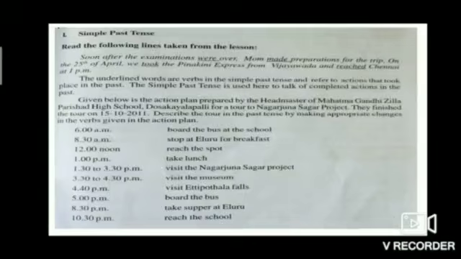6 a.m. board the bus at the school. 8:30 a.m. stopped at Elur for breakfast. 12 noon reached the spot. 1 p.m. take lunch. 1:30 to 3:30 p.m. visit the Nagarjuna Sagar project. 3:30 to 4:30 p.m. visit the museum. 4:40 p.m. visit Yettipotala Falls. 5 p.m. board the bus. 8:30 p.m. take supper at Elur. 10:30 p.m. reach the school.